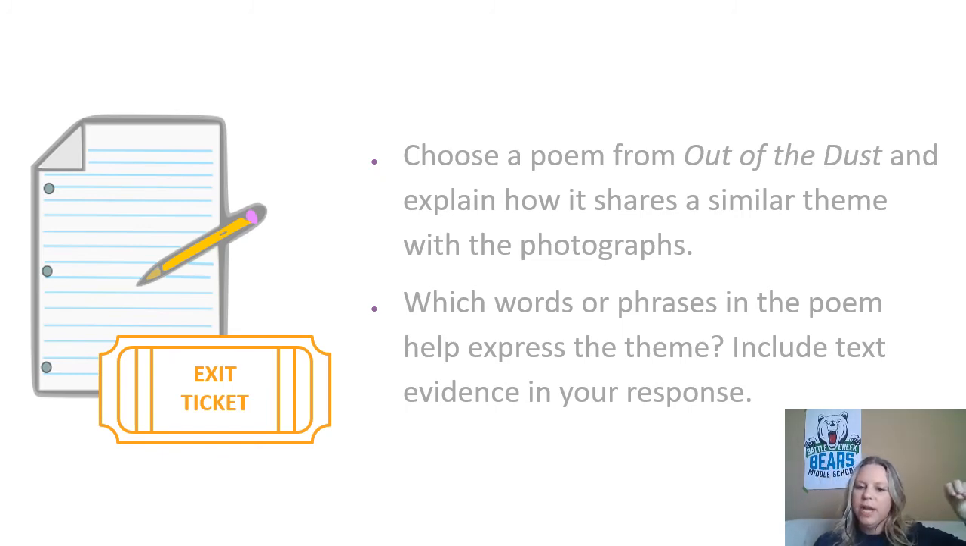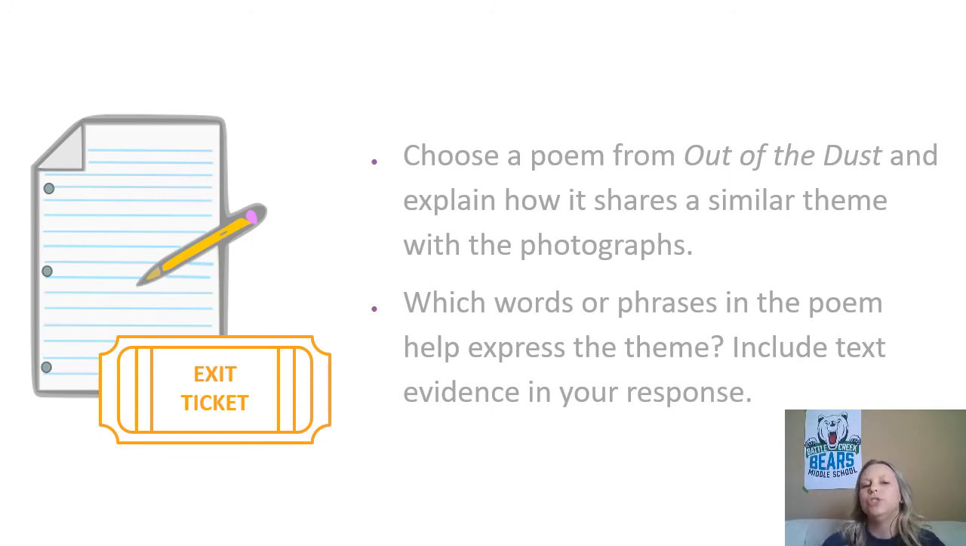So now that we have identified theme within the photographs and written a theme statement, we have recognized how to pull a theme out and write a theme statement based off of one of the poems. What I want you to do for your assignment today is choose a poem, any poem from Out of the Dust. Now, if you remember several lessons back, we went through and wrote down themes on different poems. So you could even potentially go back to some of those poems that you wrote the themes for.